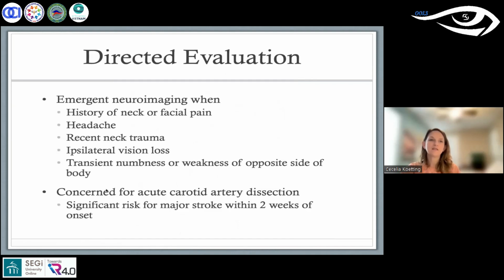So we do a directed evaluation. We start with emergent neuroimaging if the patient is having any neck or facial pain, because we're concerned about a carotid artery dissection. Also if they have any history of recent neck trauma, ipsilateral vision loss, headache, or transient numbness or weakness of the opposite side of the body. Those are things that we're more concerned are on the first portion of that nerve. If we are concerned for acute carotid artery dissection, it's significant, because they're at a significant risk for a stroke within 2 weeks of onset.